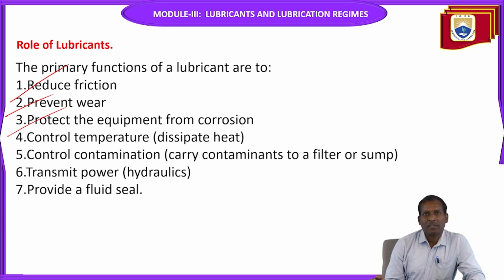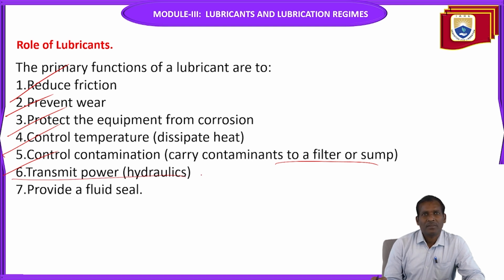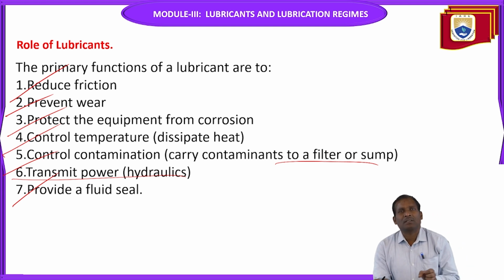Whenever there is friction, some heat will be developed inside the components. That generated heat must be dissipated to the surroundings. Otherwise, the system will fail. So how to control this temperature? By using lubricants. Lubricants absorb that heat and dissipate it to the surroundings. Next, to control contamination, the lubricant carries contaminants to the filter or sump. They also transmit power in hydraulics and provide a fluid seal, a tight seal effect. So generally the lubricants are used for these functions.